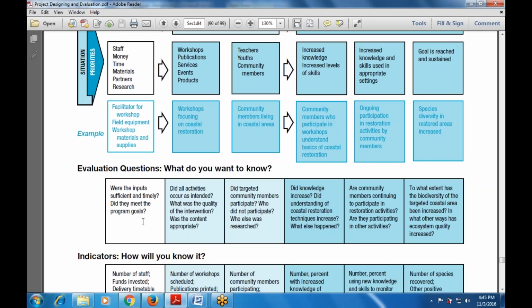Then did targeted community members participate? Who did not participate? Who else was researched? Whatever the community members, whichever the targeted community members participated, and who did not participate. Whatever the communication and research that will be used, the data and material will be available and used with the targeted audience, the targeted family members or targeted community sector.